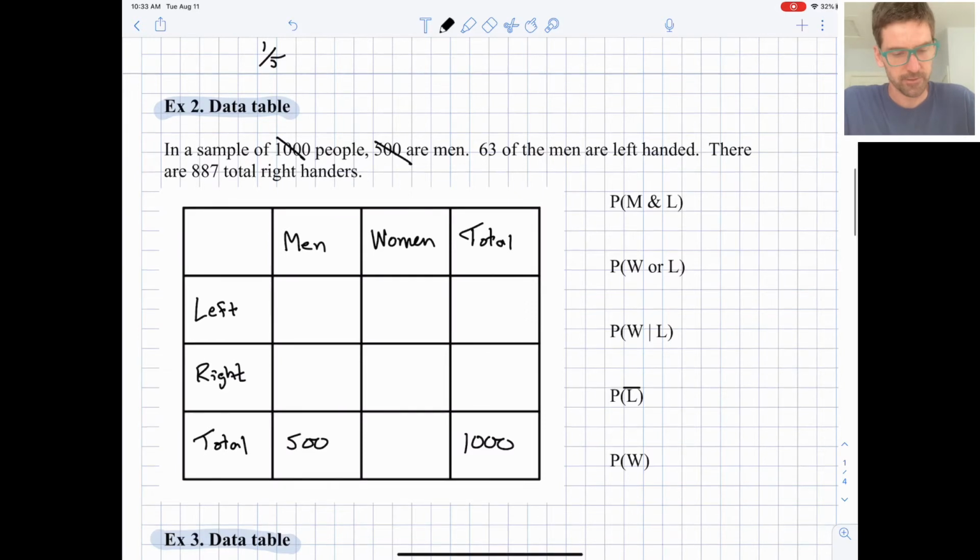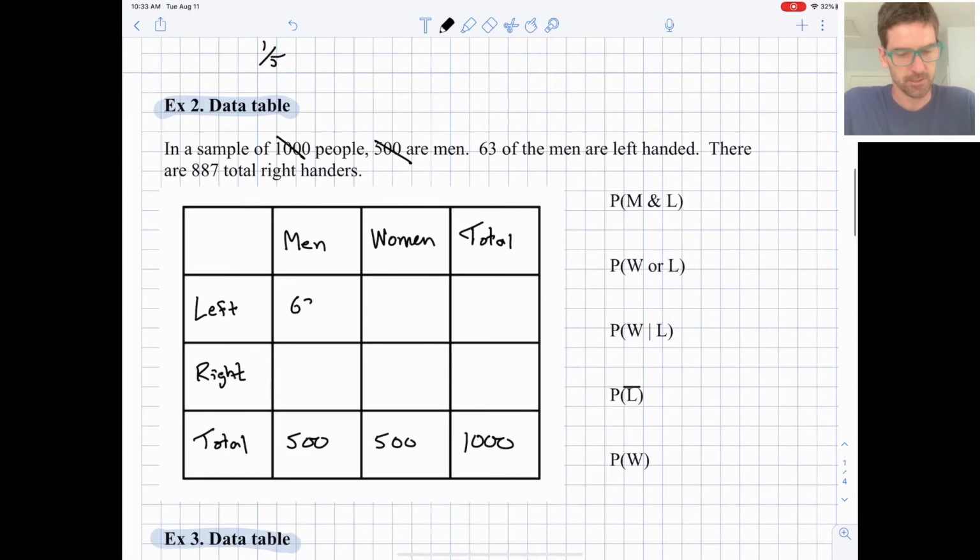That means that 500 are going to be women, and this is all assuming gender binariness. Okay, I know gender is much more complex than this, but we're trying to keep it simple for this particular example. 63 of the men are left-handed, so I took that into account. And let's find the right-handed men right now. 500 minus 63 is 437. There are 887 total right-handers.